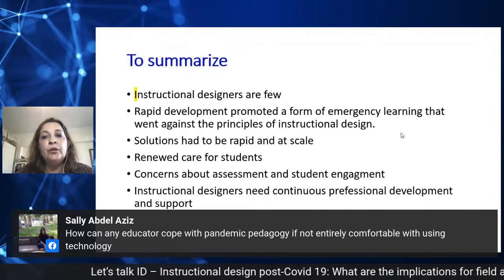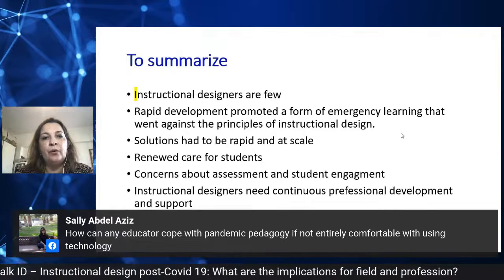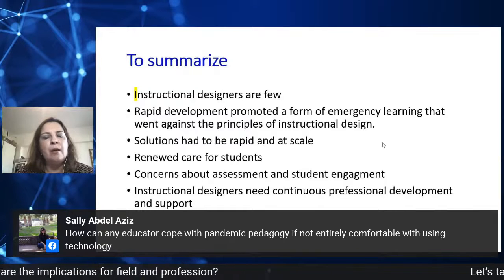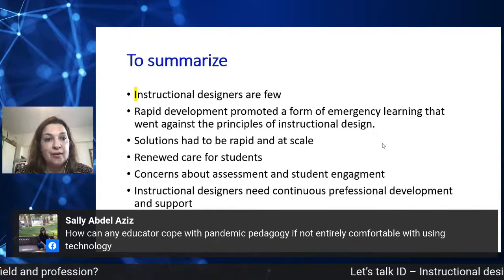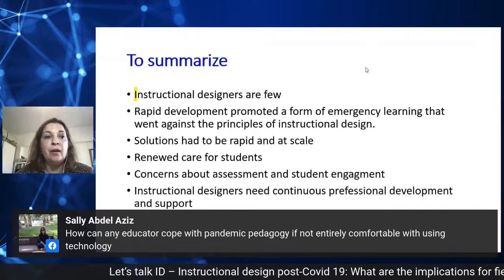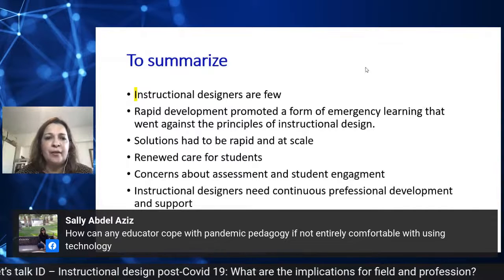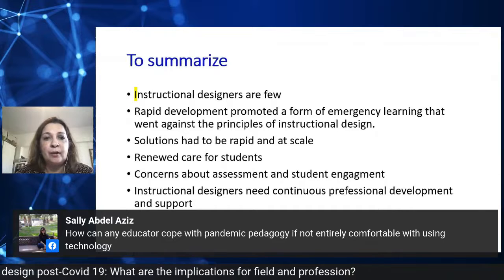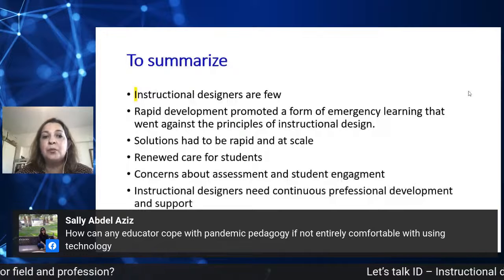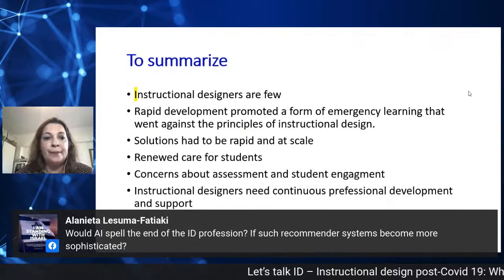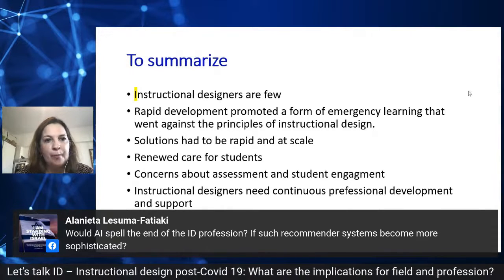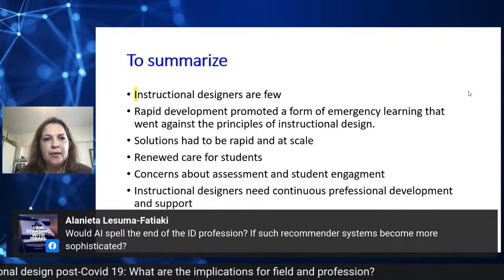And a renewed concern about student engagement, that students were there mind, body, and soul, and not just a screen with a name. And of course, assessment. What assessments are fair, exams, and all that. That was another very huge debate that came up as a result of the pandemic. And that instructional designers also need continuous professional development and support. So all these were things that came up.